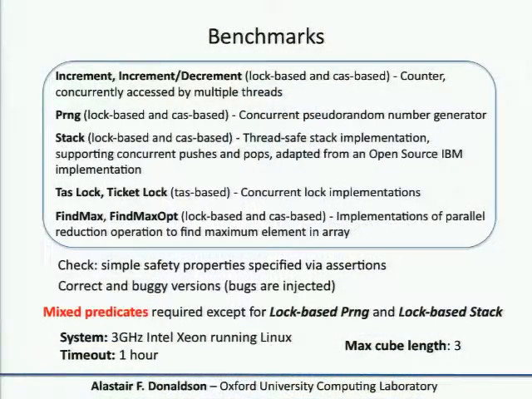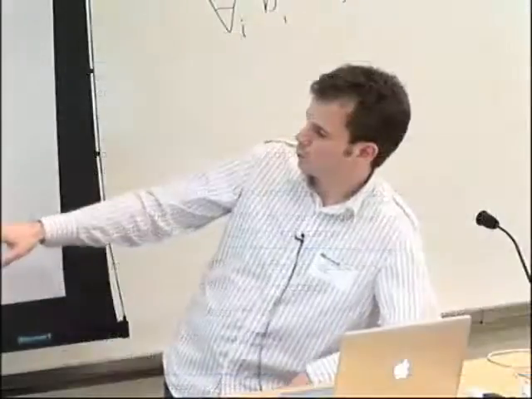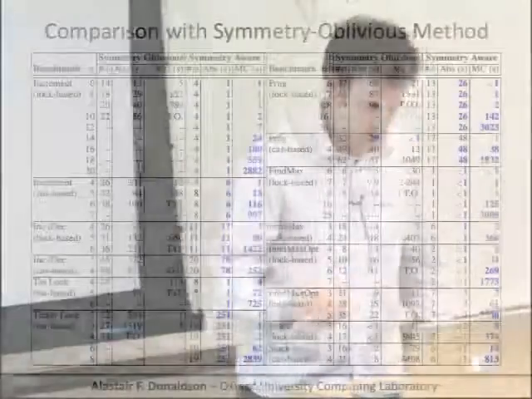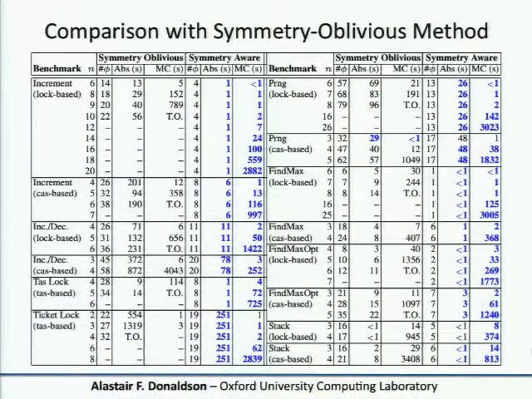So we experiment on a 3 gigahertz Intel Xeon. We have a timeout of 1 hour, and we do the Cartesian abstraction with a maximum cube length of 3. In blue, I've indicated which method performs best.